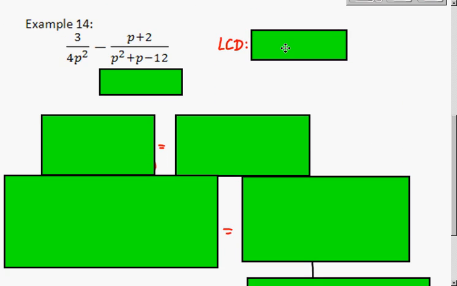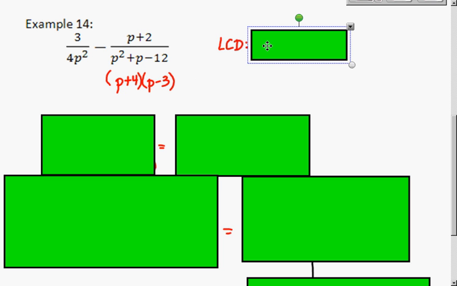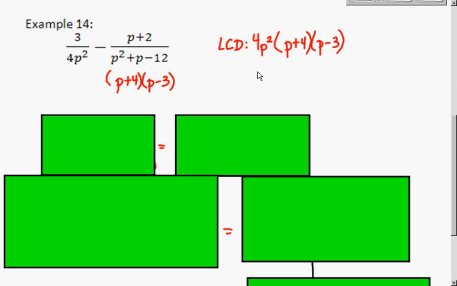Question 14. The first thing that I did here is I looked at my denominator here, and I took my trinomial and I factored it. I like to factor that right away. Again, just like in example 13, the reason why I factored that is to make sure that I was not able to simplify. And I have a p plus 2, so I'm not able to simplify. So my least common denominator is 4p squared, p plus 4, and p minus 3.